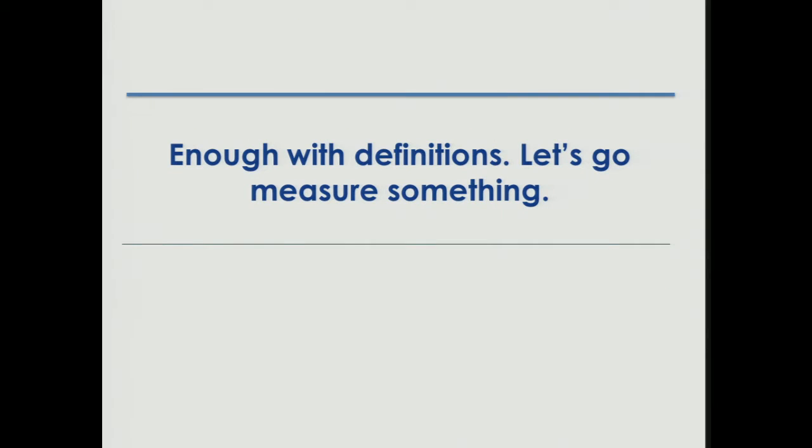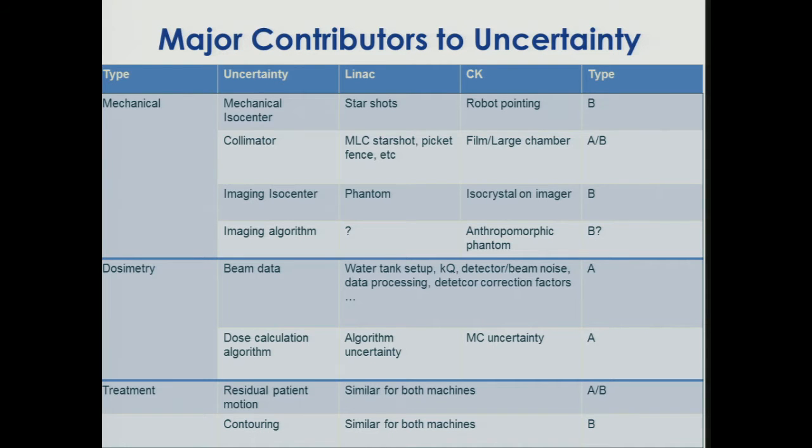And I'm hoping that throughout the lecture I will use these words correctly. It's actually harder than you think. So enough with the definitions. Let's go measure something. If you think about our major contributors to uncertainty, we have mechanical errors that I will focus on, dosimetric errors that Indrin discussed in detail, and some treatment errors. And this is more a summary slide for your own reference. I won't go into detail very much here.